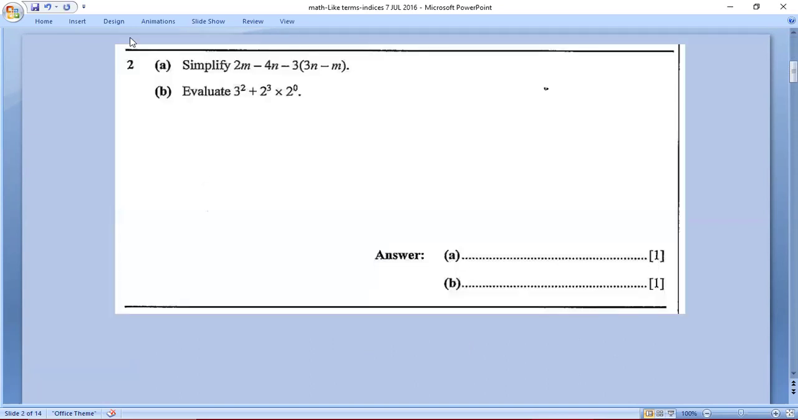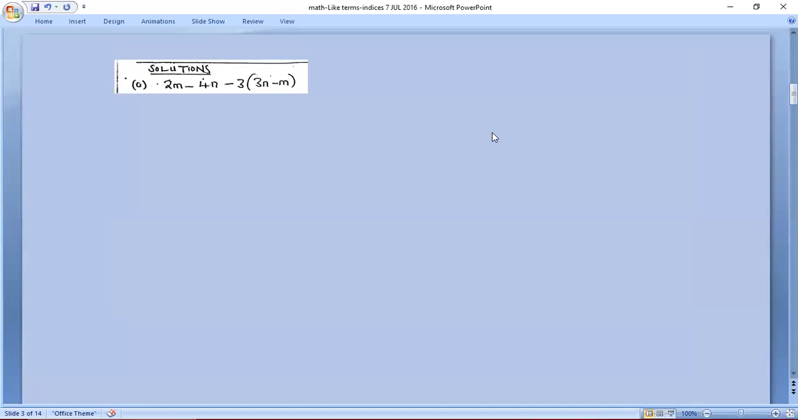Okay, so the first one, this is question number 2a. It says simplify 2m minus 4n minus 3 open bracket 3n minus m close bracket. So if you notice, this is a question on algebraic expressions, or now on algebra. We are simplifying, so there are two things in mind: how to expand and also the laws of BODMAS. So you've copied the question there.